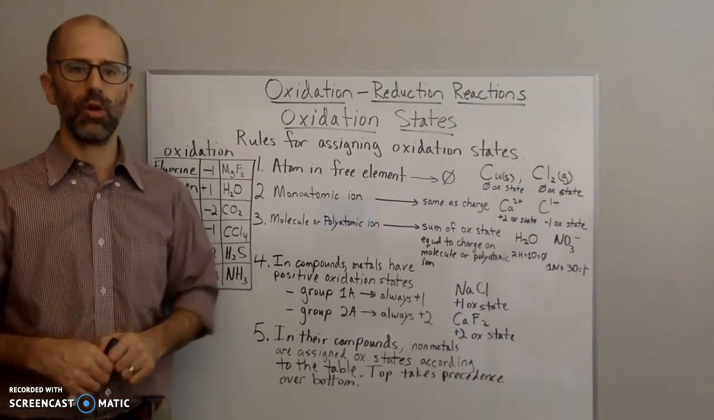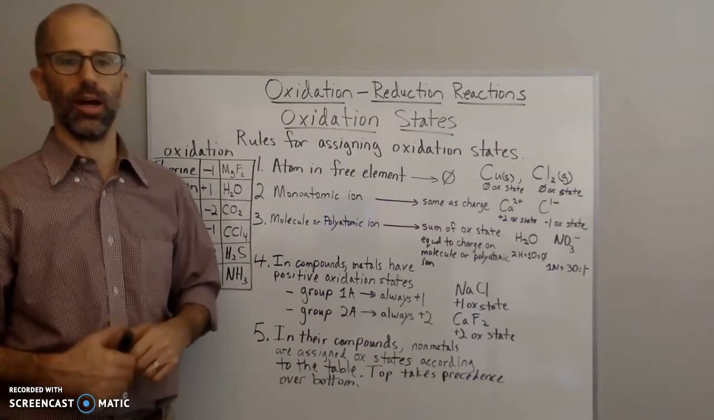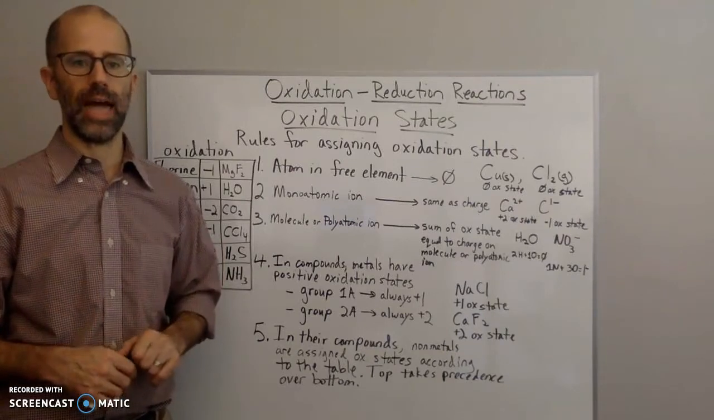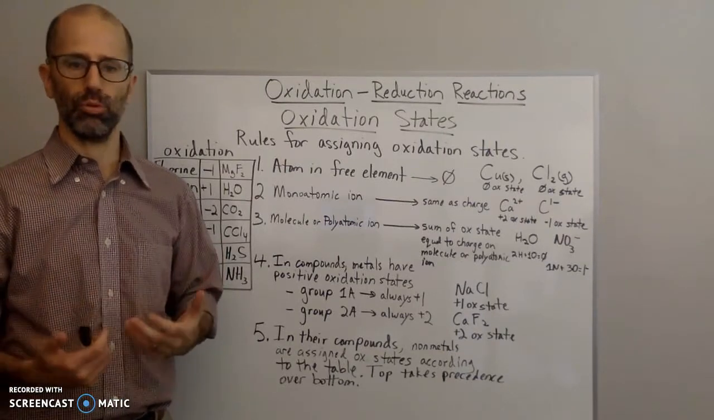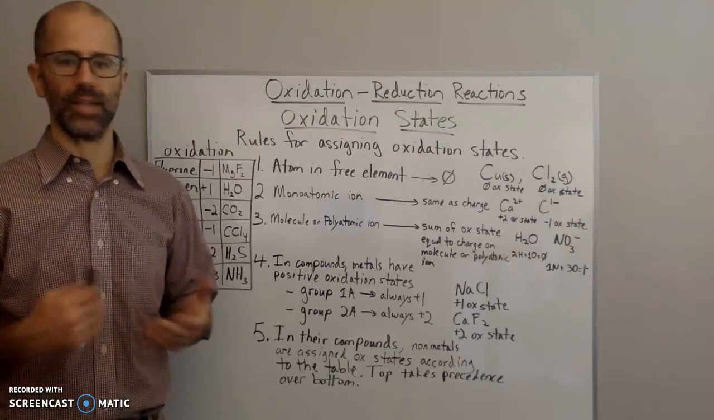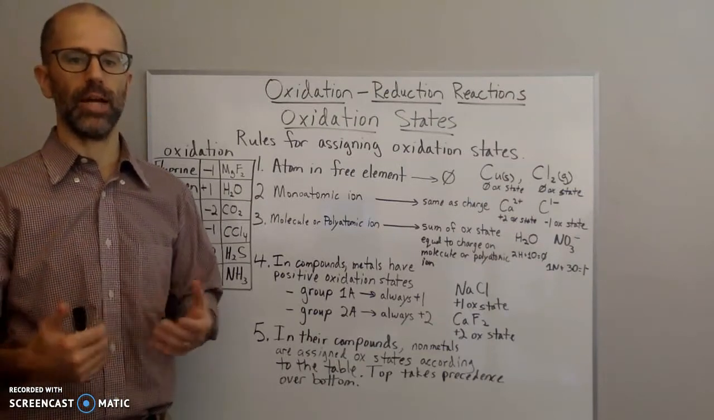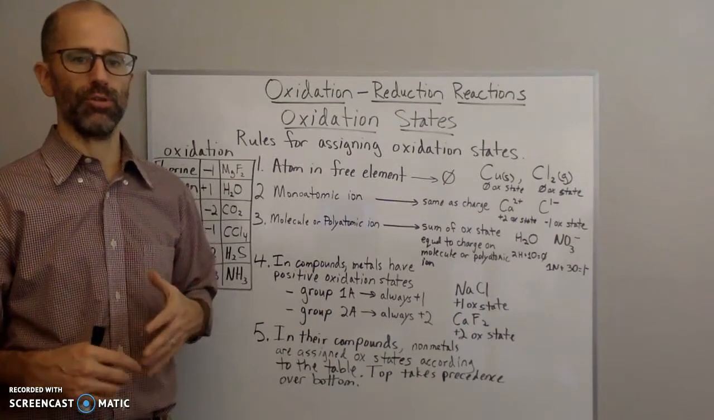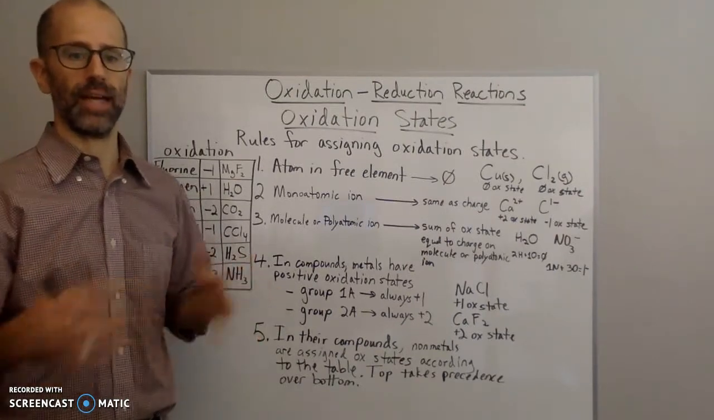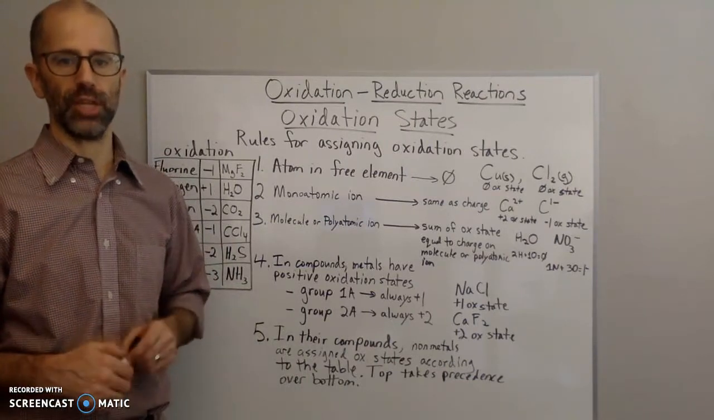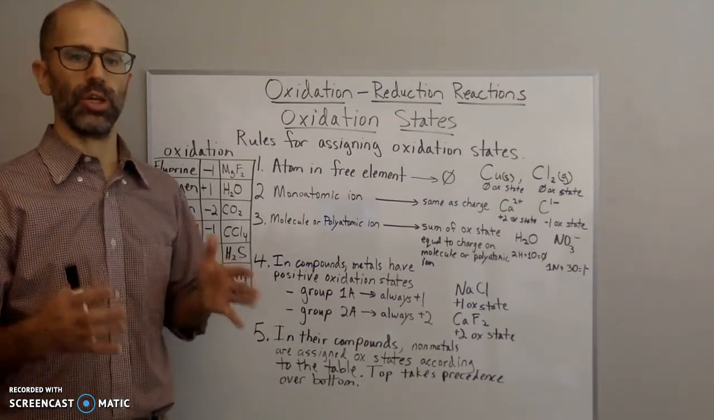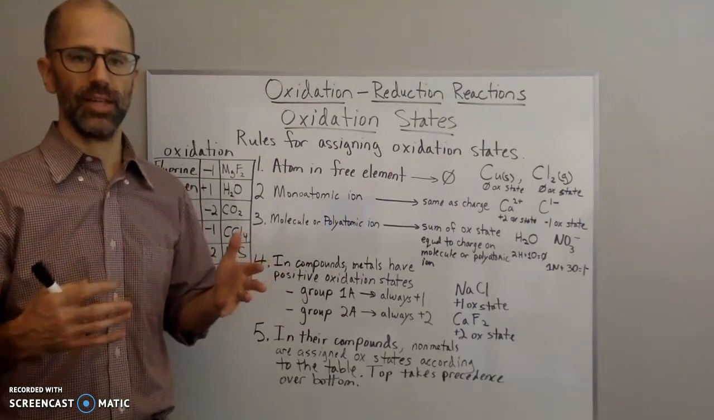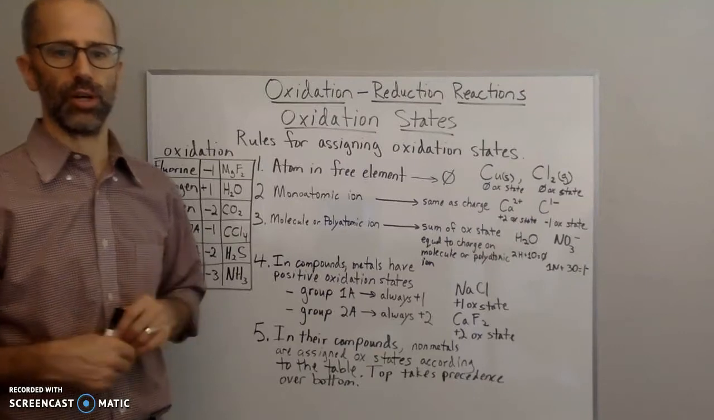I am Mr. Cobalt and today I'm going to be going over oxidation reduction reactions, but I'm going to be focusing on oxidation states and the rules for assigning oxidation states to various elements or atoms in a compound. This is going to be very important for you to be able to identify whether you have an oxidation reduction reaction, because you're going to be looking for a change in the oxidation states. If there's a change in the oxidation state, then that means that there was a transfer of electrons.